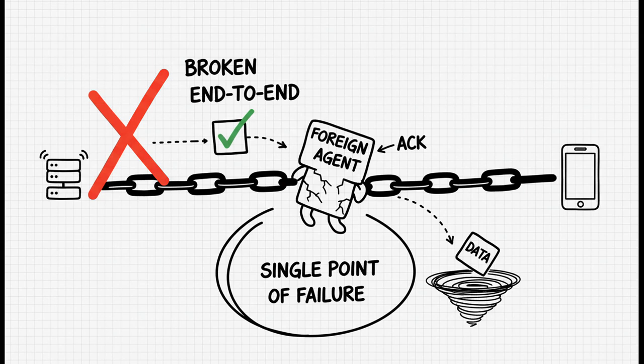This whole approach breaks one of the golden rules of the internet, the end-to-end principle. When the sender gets that confirmation message, it no longer means your phone actually got the data. It just means the middleman did. That foreign agent also becomes a single point of failure, not to mention a potential security nightmare.